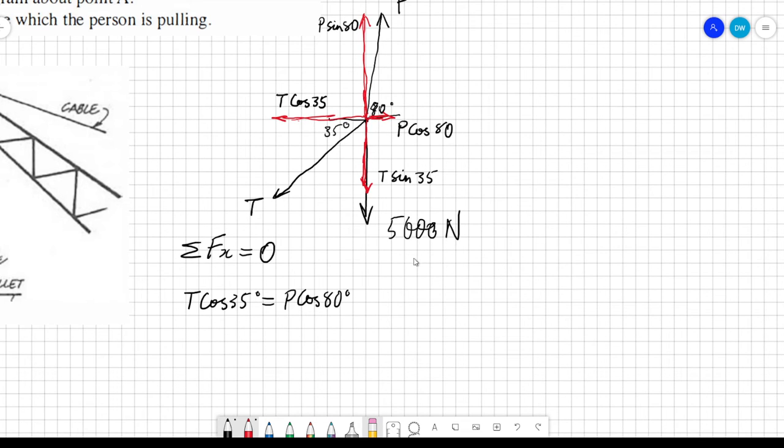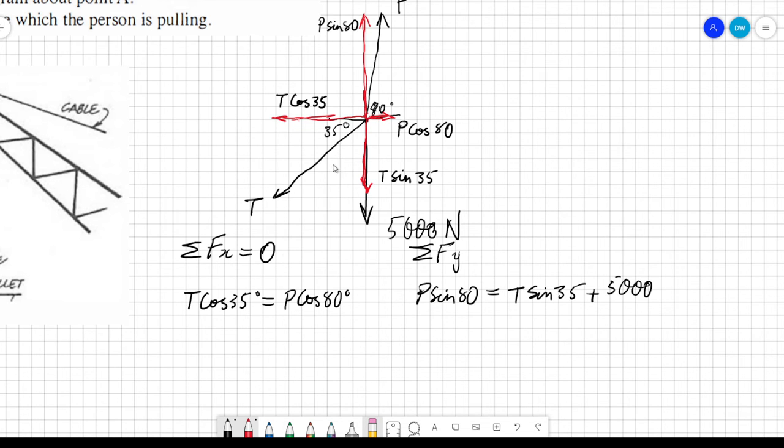Similarly, if we look at the vertical direction, you can see P sine 80 is going up. The two forces counteracting it will be this one, T sine 35, but also the weight of the crate. So we would end up with T sine 35 plus 5,000. So that's our two equations.